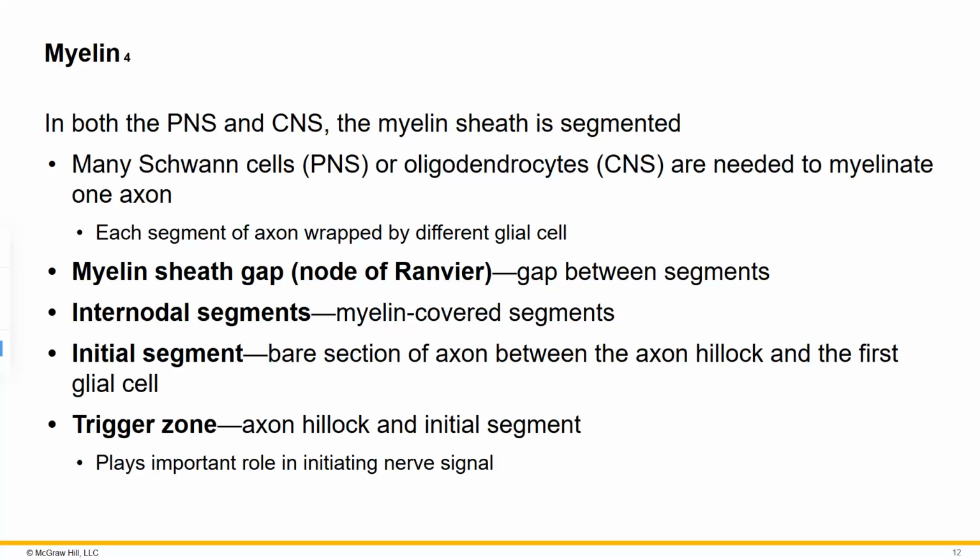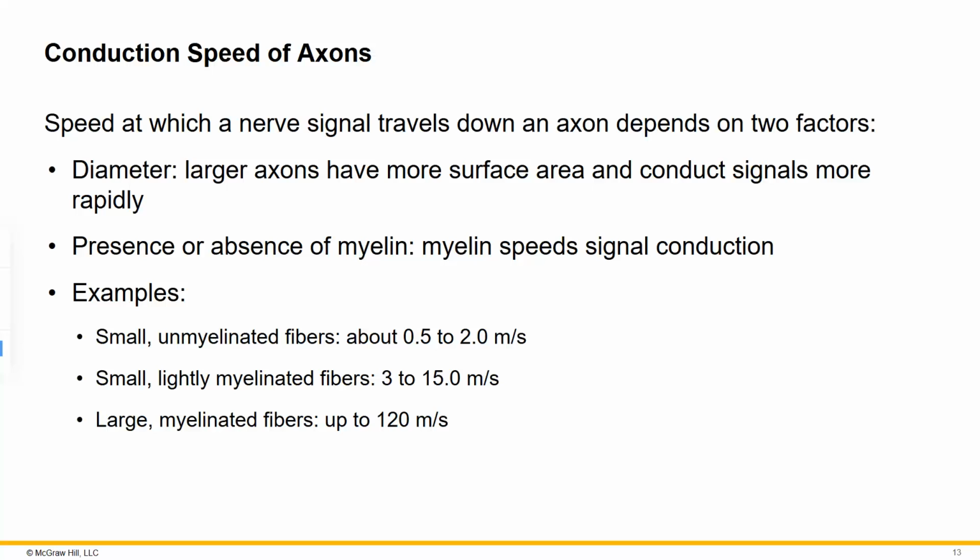Then there's internodal segments, the myelin-covered segments, and the initial segment, the bare section of an axon between the axon hillock and the first glial cell. Trigger zone, the axon hillock and that initial segment, plays an important role in initiating the nerve signal. The speed at which a nerve signal travels down an axon depends on two factors.